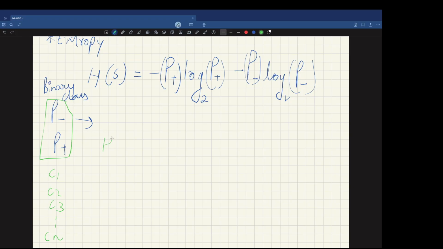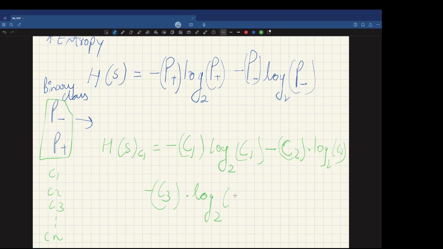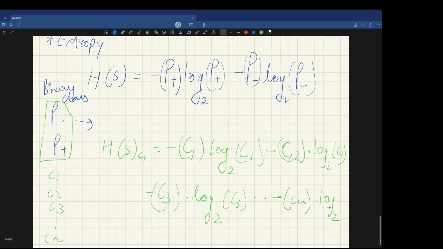So in that case, it will look like H of S equals minus C1 log base 2 C1, minus C2 log base 2 C2, minus C3 multiplied by log base 2 C3, till Cn, minus Cn multiplied by log base 2 Cn.